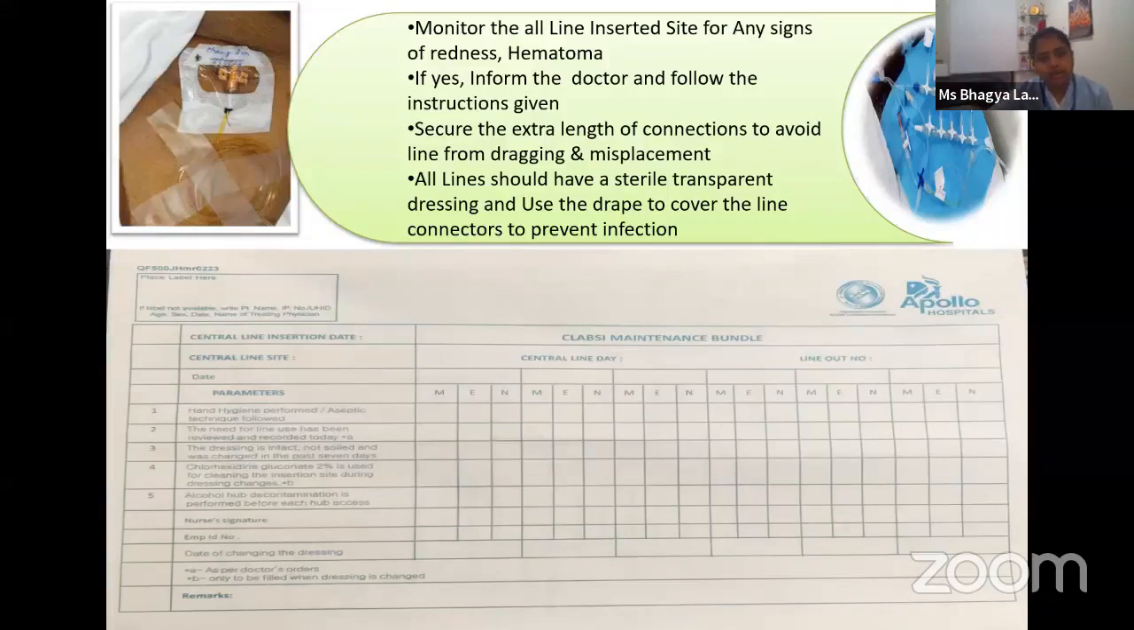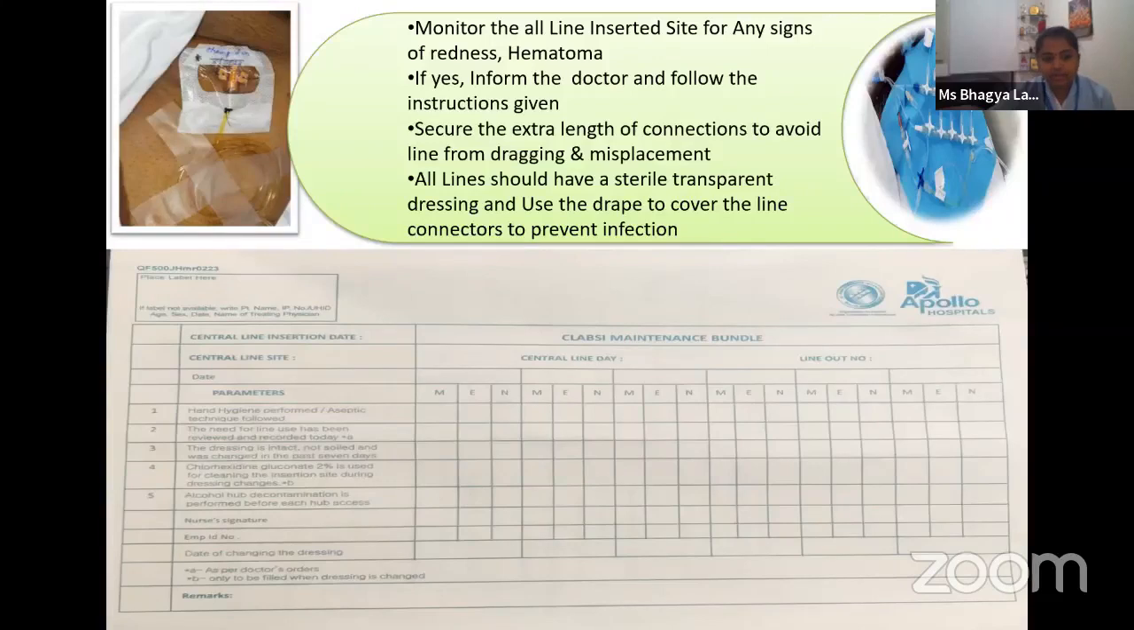Monitor all lines at the insertion site for any signs of redness or hematoma. If yes, inform the doctor and follow instructions. Secure extra length of connection, as I said, with a plaster. All lines should have a sterile, transparent dressing to see the site for any signs of infection, redness, etc. Then the third picture in my slide shows the CLABSI maintenance bundle. It is the central line associated bloodstream infection prevention bundle. This will be done every day in each shift by the concerned nurse.